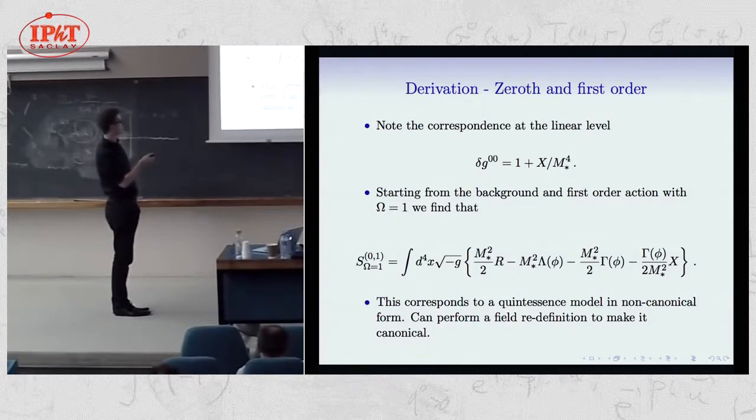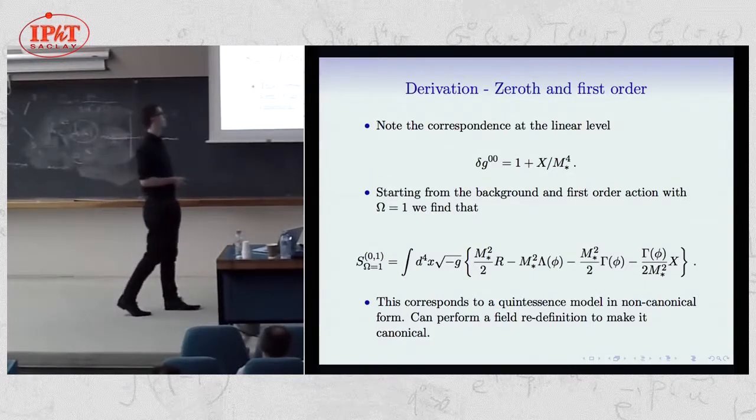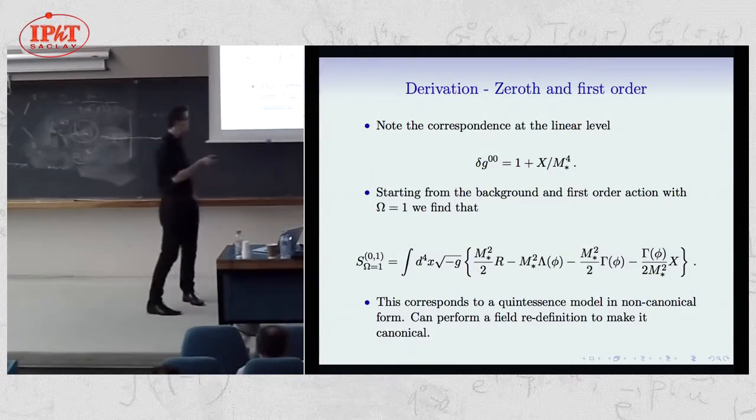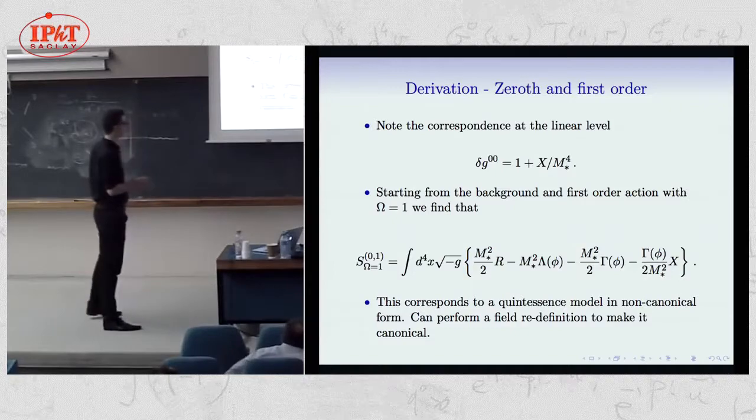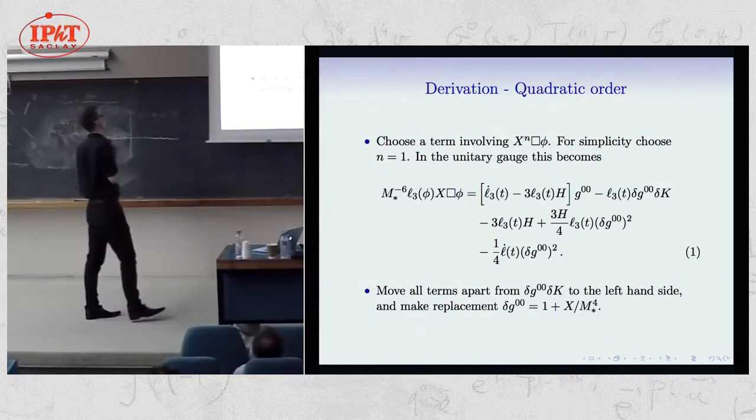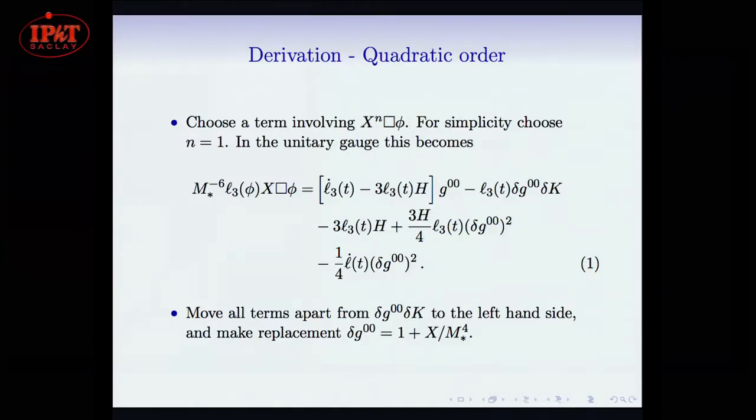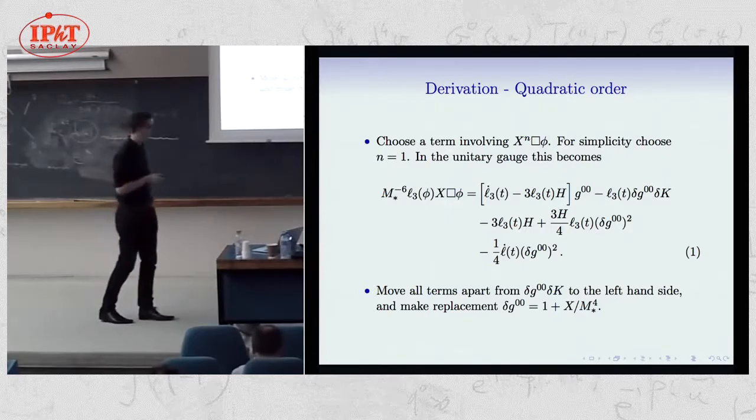But anyway, starting from this background and first order action with the delta G naught, making this correspondence and plugging it in, you essentially get out this quintessence model, which isn't in particularly canonical form, but if you perform a field redefinition, you can make it canonical, and so you just have a factor of -1/2 out the front here. Anyway, that one's fairly trivial. It gets more complicated when you go up into G3 and G4. I've sketched the derivation for G3. I haven't done it for G4, so limited on time.